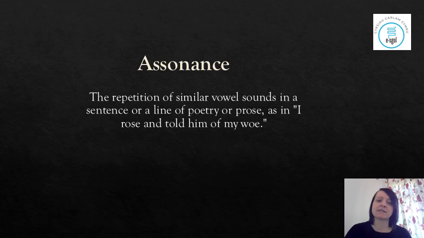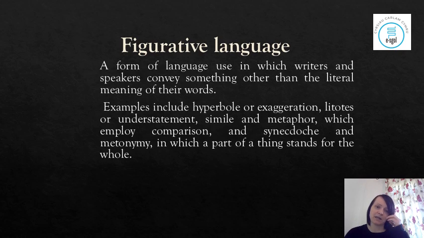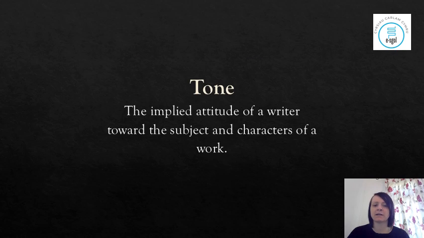So you've got the use of assonance, so repetition of similar vowel sounds in a sentence or a line of poetry or prose. I rose and told him of my woe, okay, so the A-I-O-U is there. Figurative language, you're probably quite familiar with all of these. A form of language use in which writers and speakers convey something other than the literal. So you get the use of hyperbole or exaggeration, understatement, comparisons, okay, so different aspects of speech.